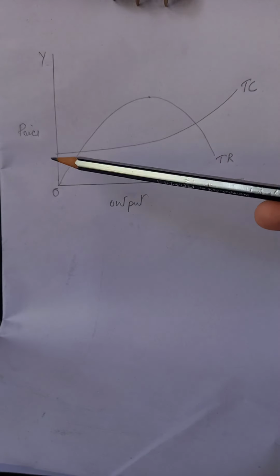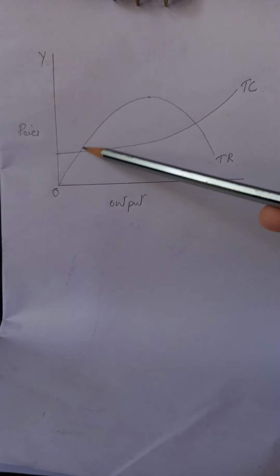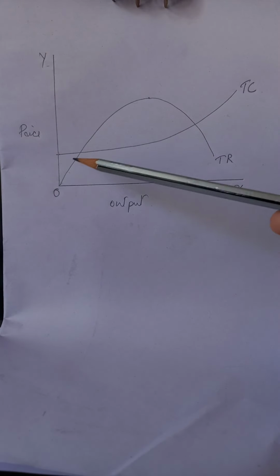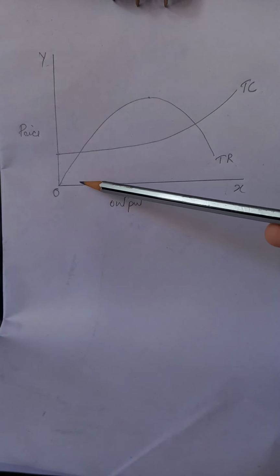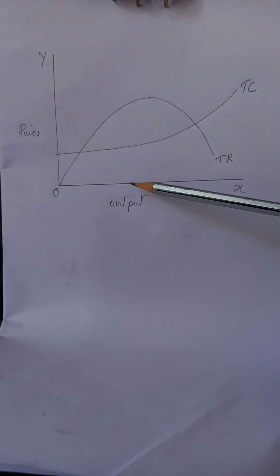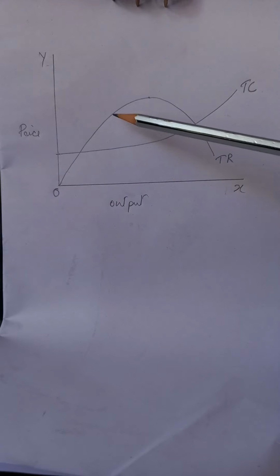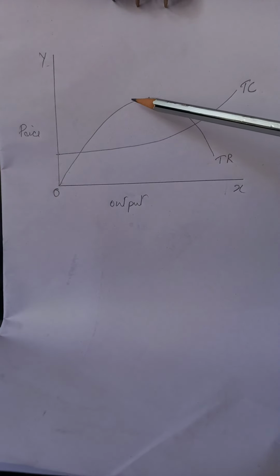The one that originates from the origin means that if the output is zero, the TR will also be zero. If the level of output keeps on increasing, if a producer keeps on increasing, his TR, or the total revenue, will also keep on increasing.